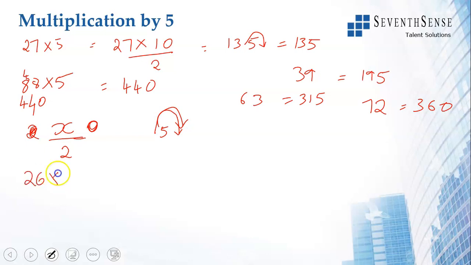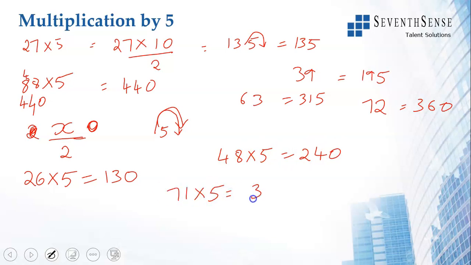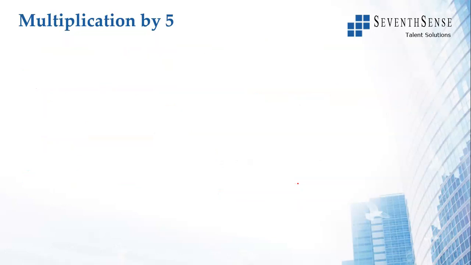26 into 5. 26 by 2 is 13, add a 0, 130. 48 into 5. 48 by 2 is 24, add a 0, 240. 71 into 5. 71 is not divisible by 2, so it leaves a remainder, 35.5. 35.5, you move the decimal one place to the right, 355. You can also do that. So we looked at two-digit numbers, right? Let us look at a few three-digit numbers.